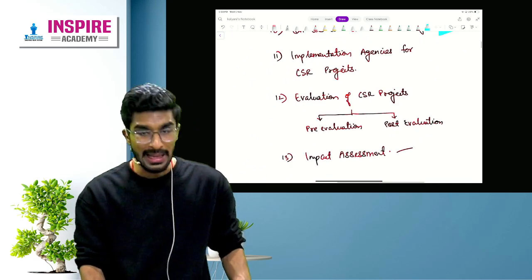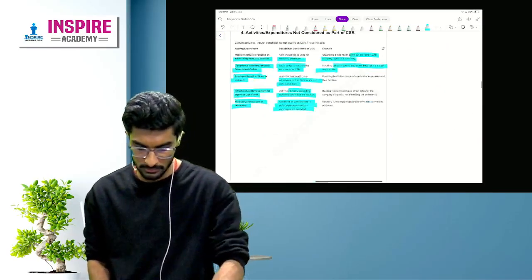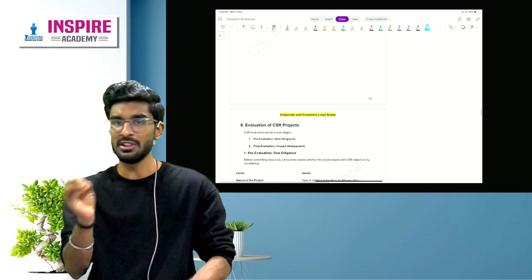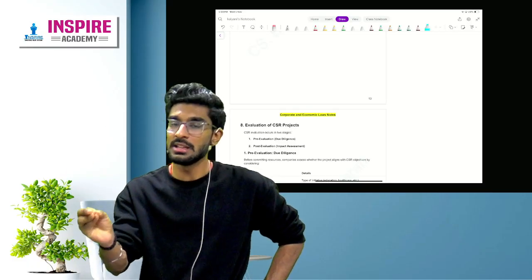Now, people, implementation agencies for CSR projects. Now that we have decided that we are going to implement using specialized agencies, who are these specialized agencies? Let's understand.